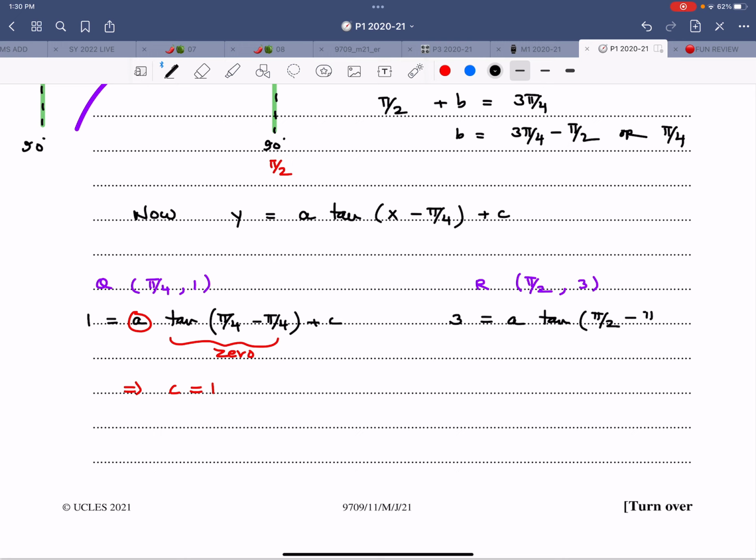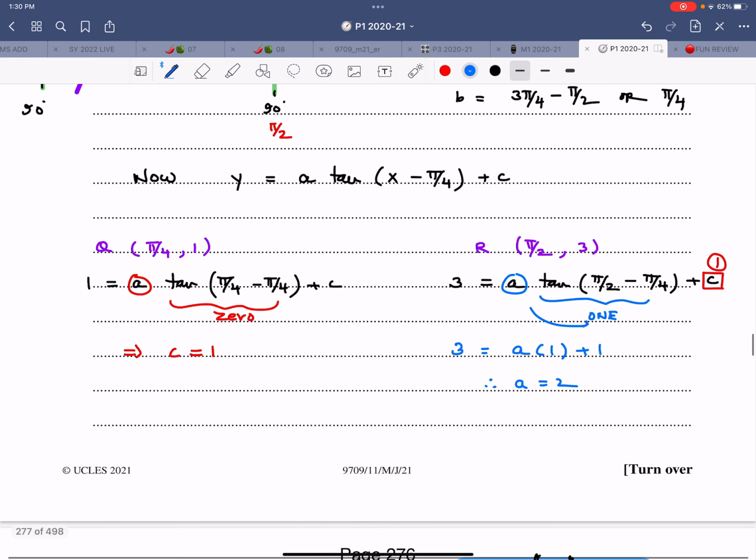Similarly, if I do the working over here, 3 equals A tangent of pi by 2 minus pi by 4, plus C. C is now known. The value of C is 1. Tangent of pi by 2 minus pi by 4 is tangent of pi by 4, which comes out to be 1. So A is being multiplied with 1. So therefore the working is 3 equals A into 1 plus 1. Therefore A comes out to be 2. So the whole question is done.